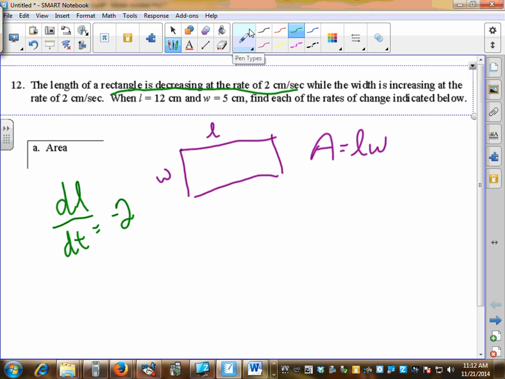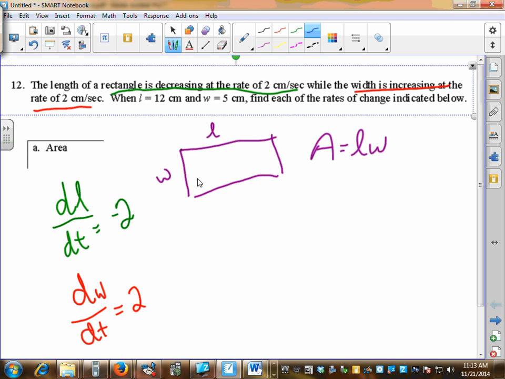All right. And then what is this telling us, Aaron? That the width is increasing. And how do you say that in calculus? dW over dt. Positive or negative? Positive. Okay. When we're given this information, we want to find the rate of change of the area in this one.